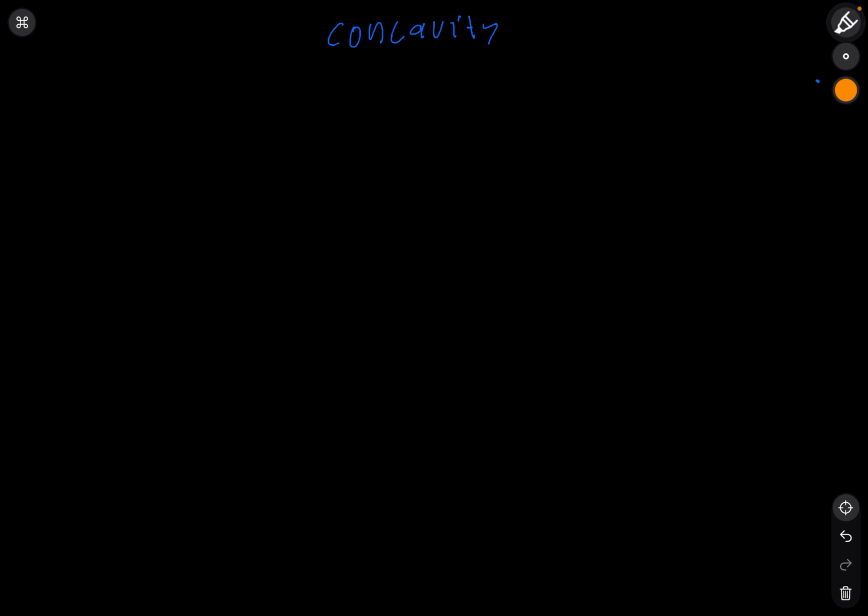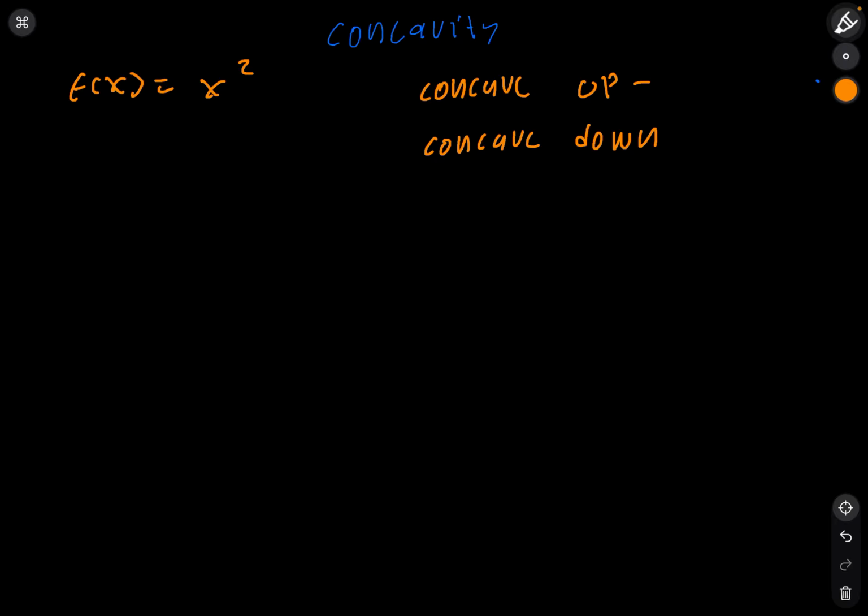Concavity is essentially the second derivative of f. So let's say we take f of x equal to x squared again. There's two types of concavity, concave up and concave down. What concave up is essentially, which is the shape of the function, is this shape. And you might be wondering, oh, it just looks like x squared. Well, chill out. I'm about to tell you. And when it's concave down, it's this.